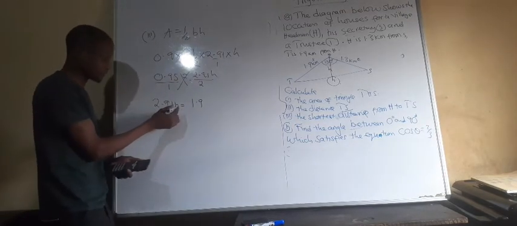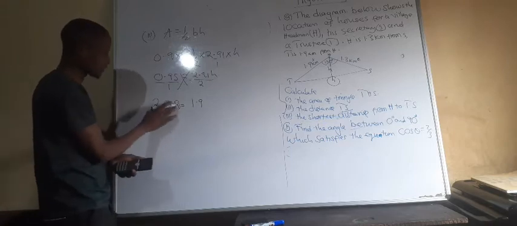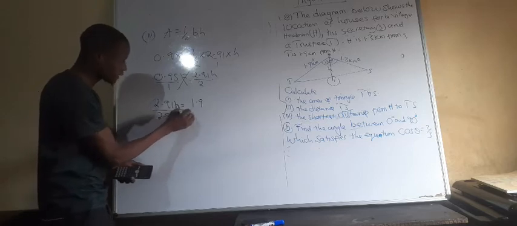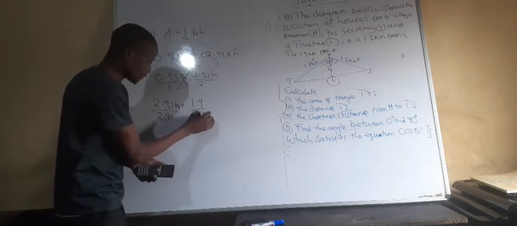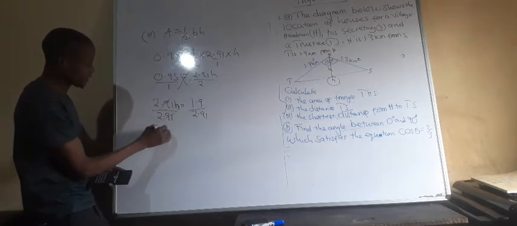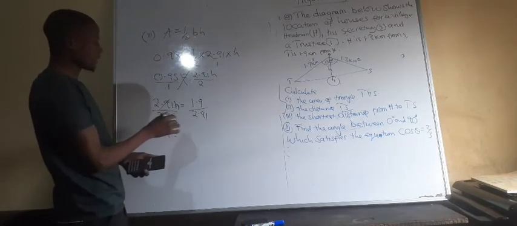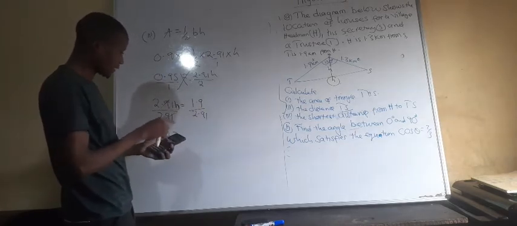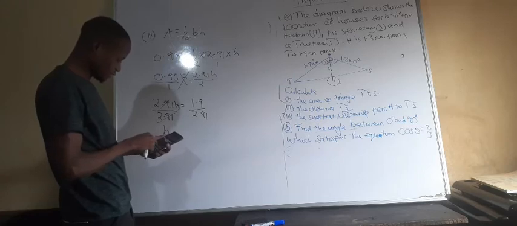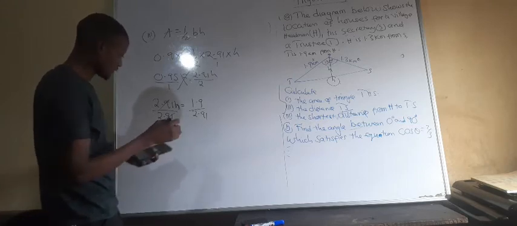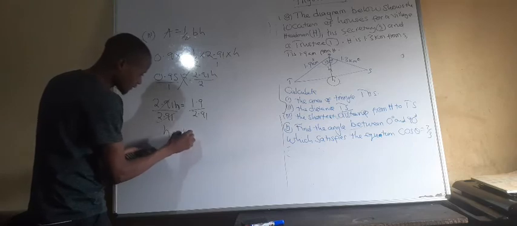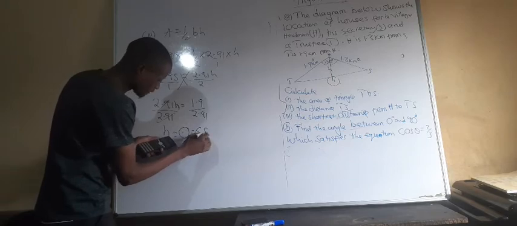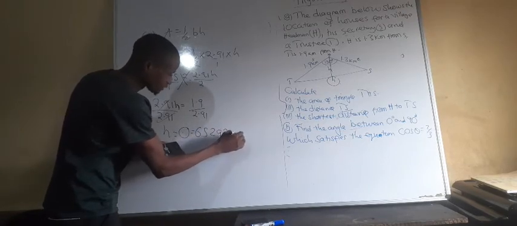What we want is the shortest distance represented by the letter H. So what we do is divide both sides by 2.91, even there by 2.91. So this one goes. H is equal to, you divide what you have there, so 1.9 divided by 2.91, which we are getting H is equal to 0.65292, goes on like that.